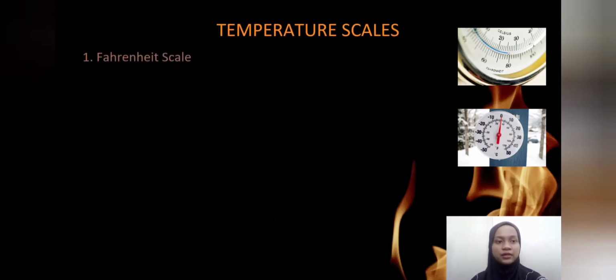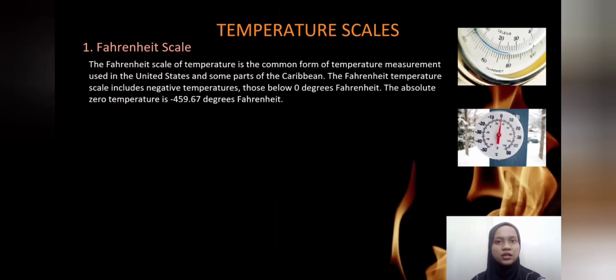Firstly is the Fahrenheit scale. The Fahrenheit scale is the common form of temperature measurement used in the United States and some parts of the Caribbean. The Fahrenheit temperature scale includes negative temperatures, those below 0 degrees Fahrenheit. The absolute zero temperature is negative 459.67 degrees Fahrenheit. Number 2 is the Celsius scale.